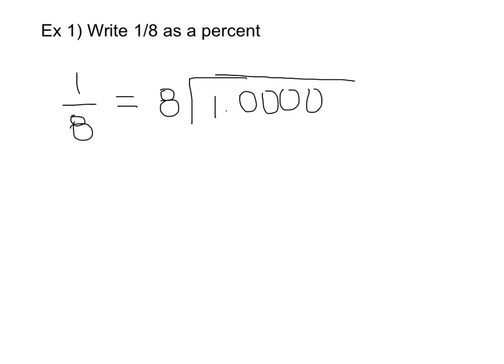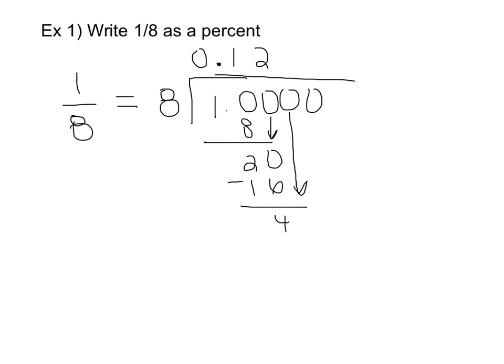So 8 goes into 1 0 times. 8 goes into 10 1 time. Your decimal comes straight up. Make sure you're lining up your numbers. 1 times 8 is 8. 10 minus 8 is 2. Bring down my 0. 8 goes into 20 2 times. 2 times 8 is 16. 20 minus 16 is 4. Bring down another 0. 8 goes into 40 5 times.